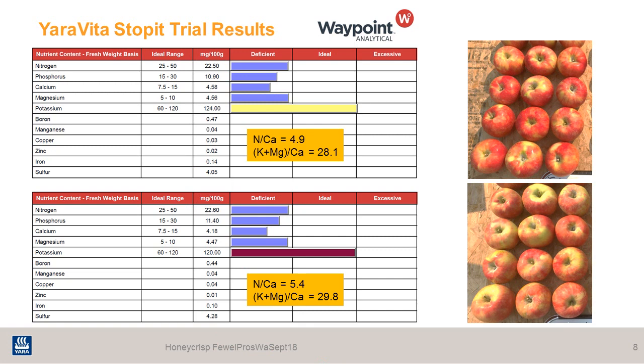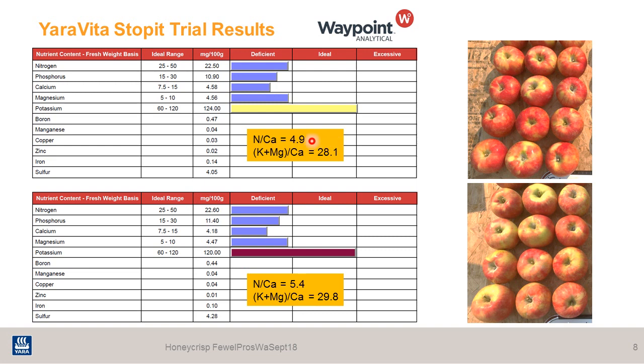So we sampled this fruit and we sent them to the lab, and we got these numbers to compare. Here you can see that right off the bat, the nitrogen to calcium ratio is lower in the treated plot compared to the untreated plot. You got the 4.9 versus the 5.4. So the lower ratio is usually better for Honeycrisp.